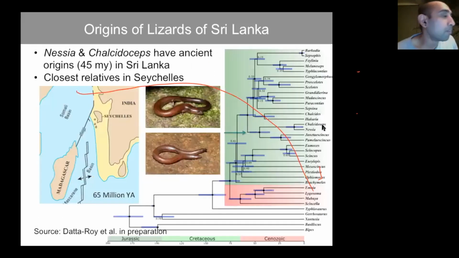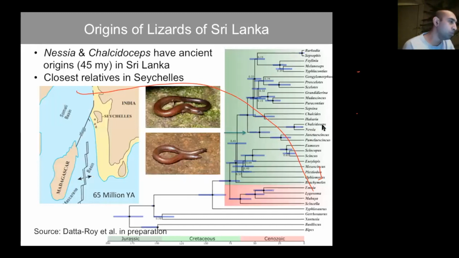One of the most interesting things we came across recently was the analysis of DNA from Nesia and Chalcidoceps, two endemic genera. That revealed that their closest relatives are found in Seychelles. That baffled us. It also showed that the common ancestor of Chalcidoceps and Nesia and their closest relatives in Seychelles separated approximately 55 million years ago.